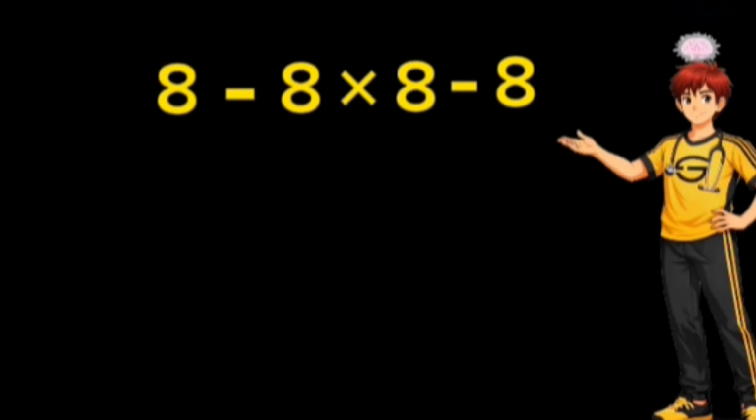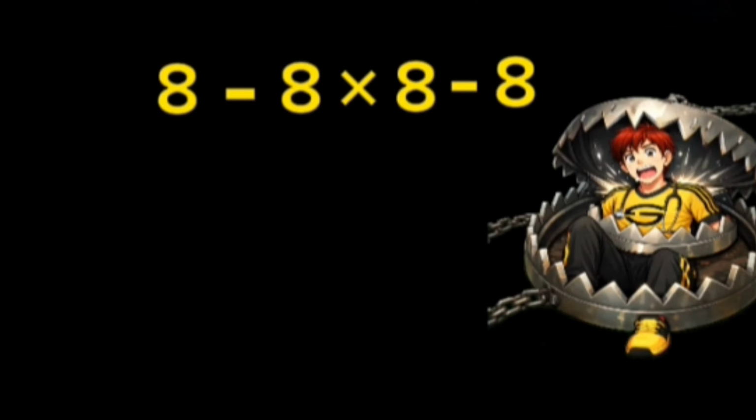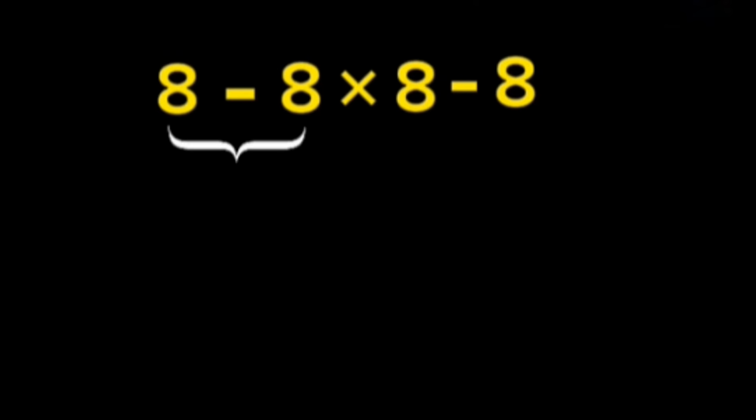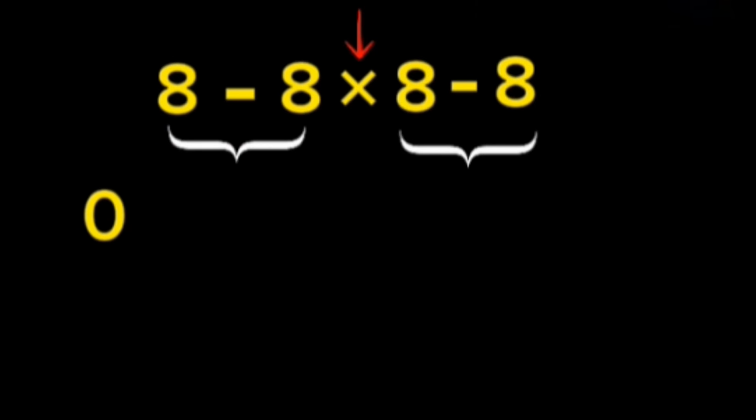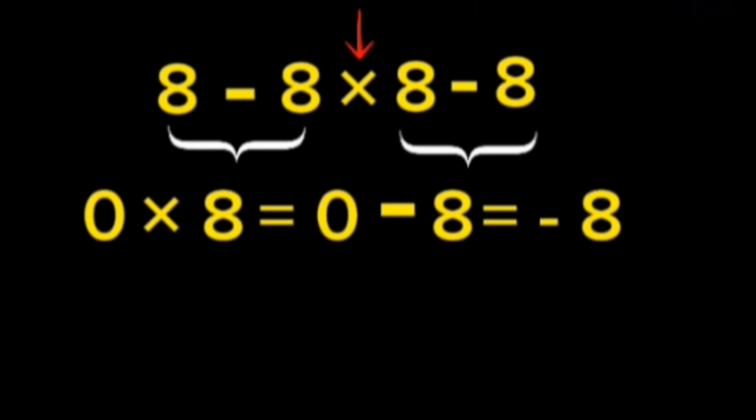This simple equation is a psychological trap that claims thousands of victims every single day. Most people see 8 minus 8 times 8 minus 8, and their brain goes into autopilot. They think easy, 8 minus 8 is 0, 0 times 8 is 0, and 0 minus 8 is negative 8. Some people stop even earlier and shout 0.